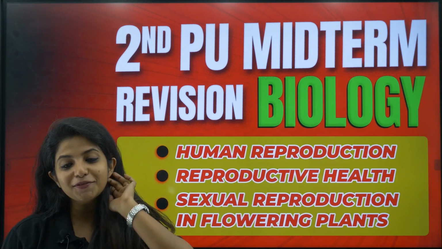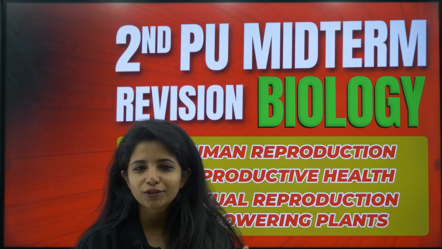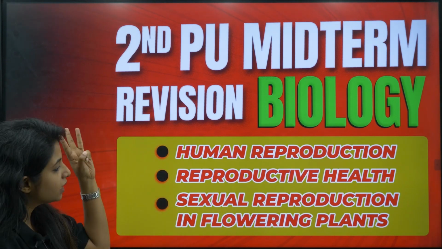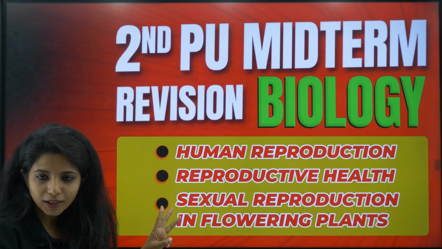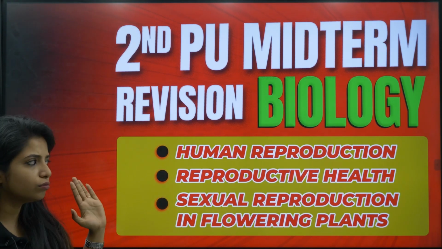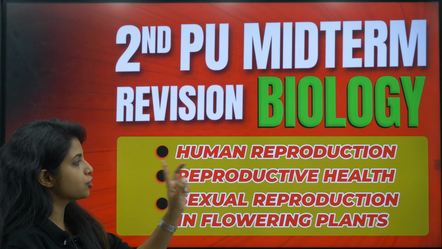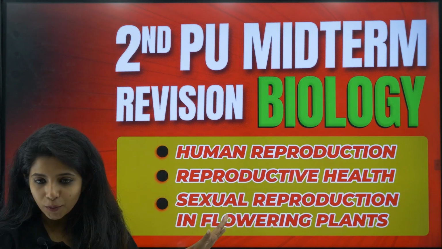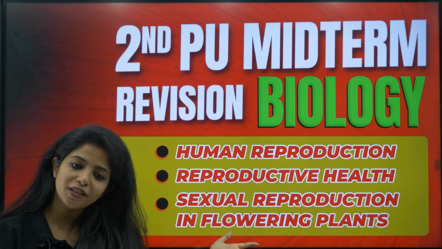So we saw a lot of children demanding a midterm series, so we thought we should fulfil it, and I thought I'll take 3 chapters at the same time, so that it will be helpful for you to study everything in one go. Human reproduction, reproductive health and sexual reproduction in flowering plants are the topics. Reproduction is common among all of them, right?